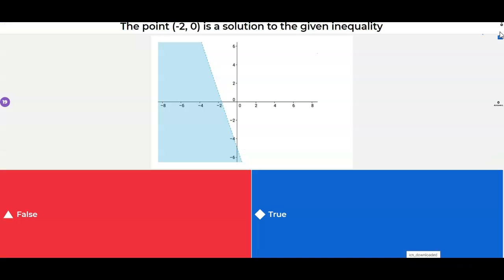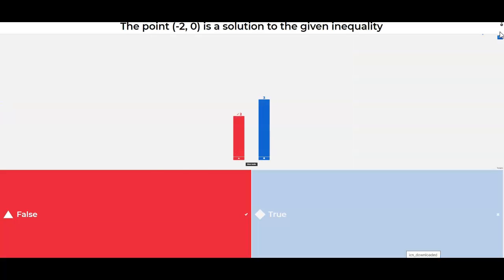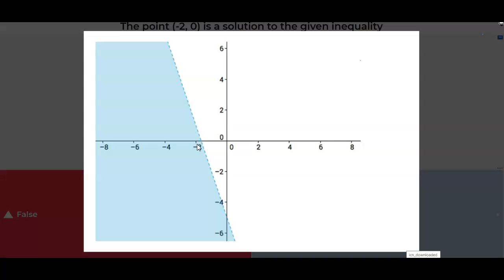Okay, the point (2, 0) is a solution to the given inequality. (2, 0). Or, sorry, (-2, 0). So again, here's (-2, 0). It's in the shaded region, therefore we're good.